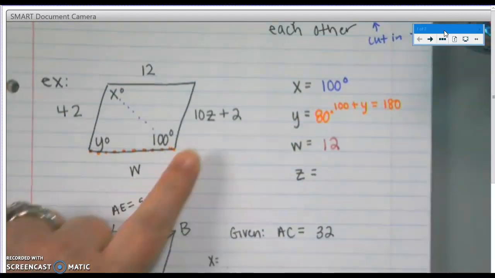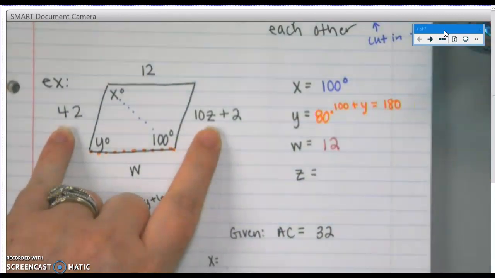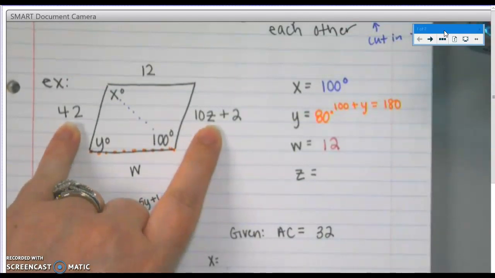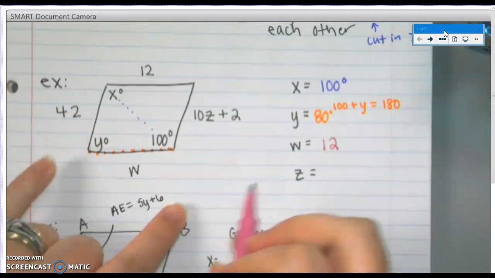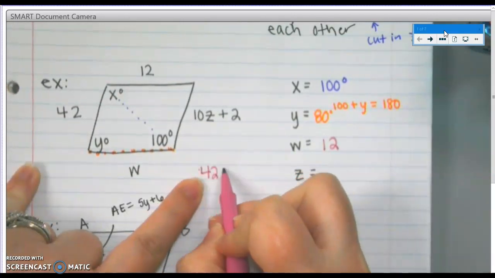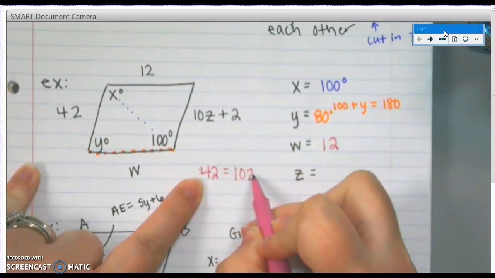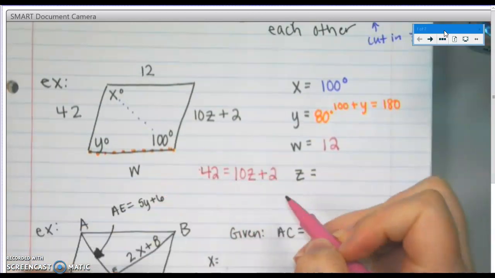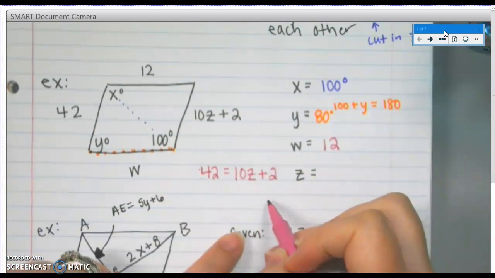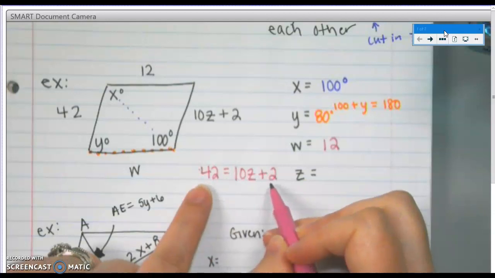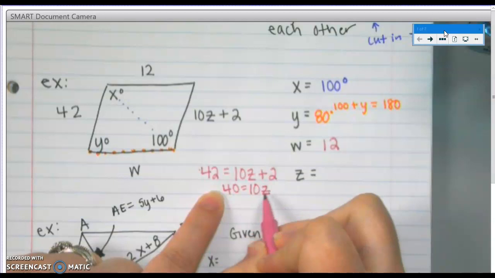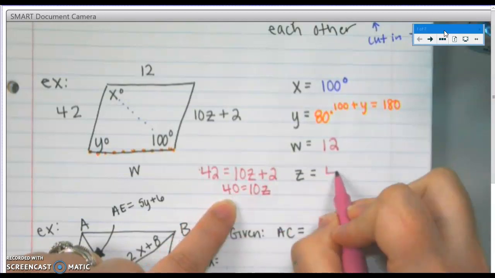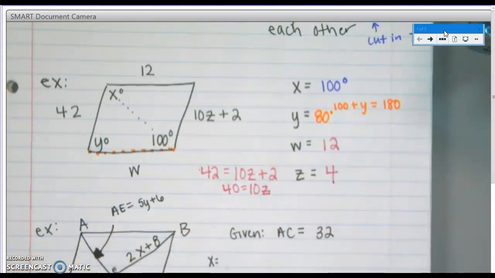All right, Z is also on a side. So my opposite sides have to be equal. So in order to find Z, I'm going to have to solve the equation 42 equals 10Z plus 2. I'm going to have to solve that equation to figure out what Z equals. So I would subtract 2 and then divide both sides by 10. So I would wind up getting 4.